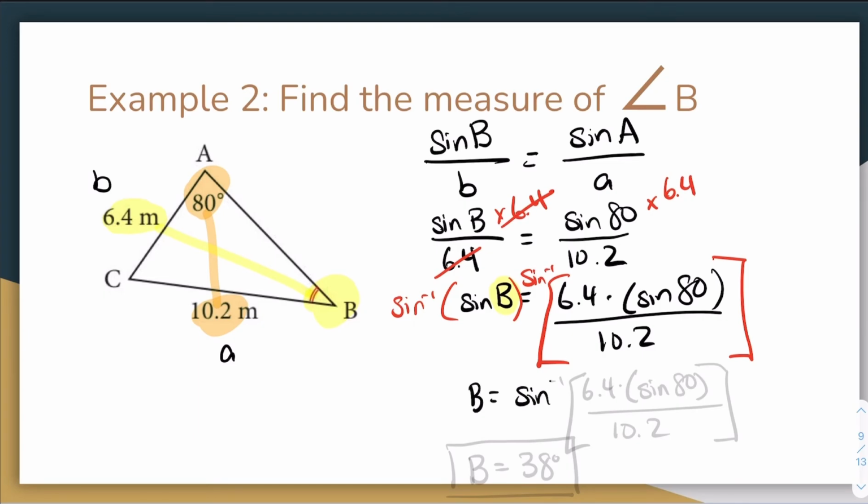That leaves me with b equals sine inverse of 6.4 times sine 80 over 10.2. And close your bracket. You can just solve the inside of the bracket first and simplify that to get a decimal. Make sure you leave at least 4 decimals if you're not finished the question yet. Or, if you're comfortable, you can put it all into your calculator at once. My final answer is about 38 degrees.